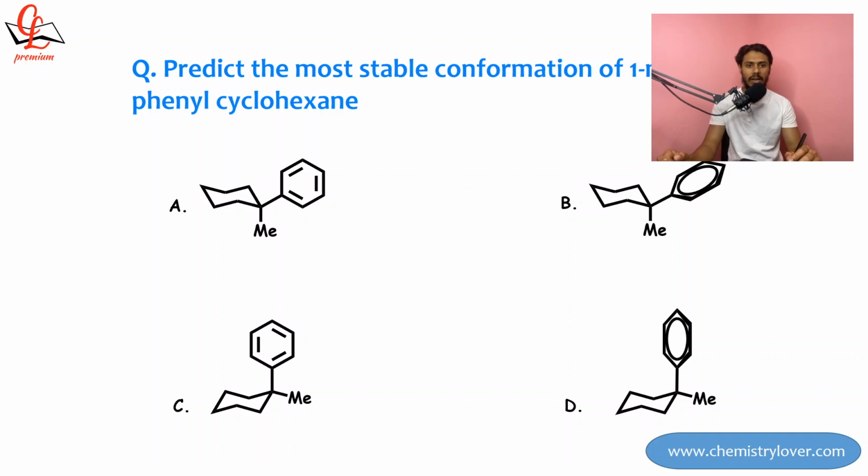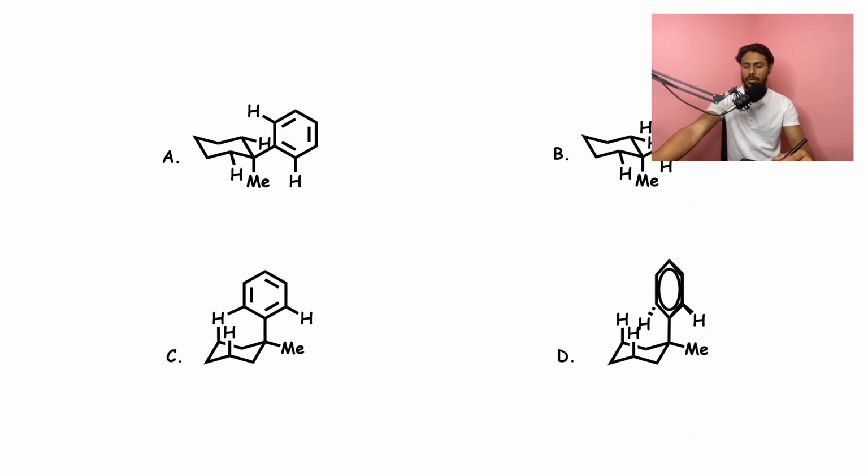Now, to predict the correct answer, we have to know about the interactions involved in all these isomers, and only then can we predict the most stable isomer. For that, we have to draw all the hydrogens which are interacting with each other. In this slide, I have drawn all the hydrogen atoms which are involved in steric interactions.